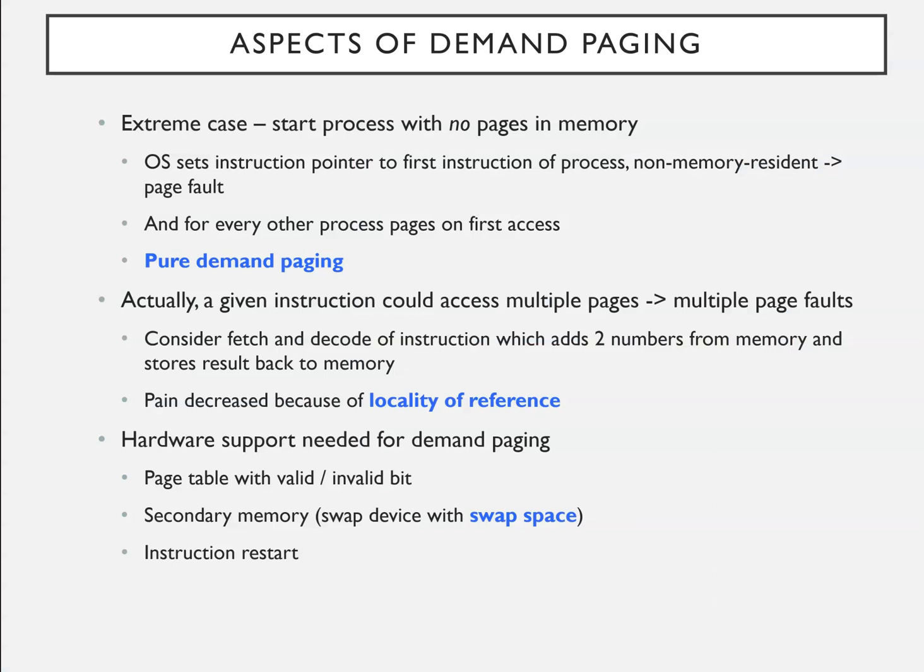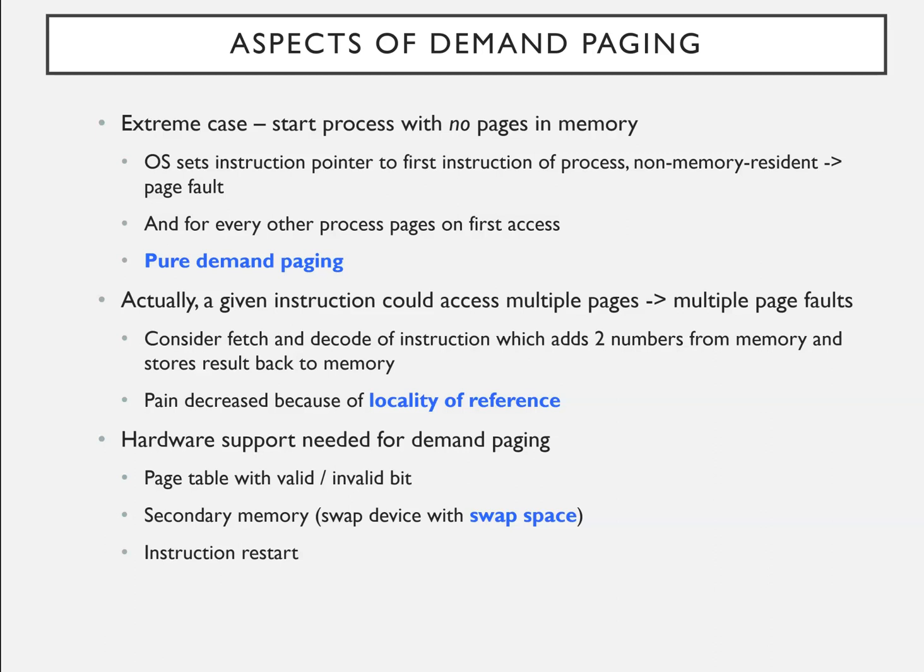So in an extreme case, we start with no pages in memory, and the OS sets the instruction pointer to the first instruction of the process and a non-memory resident fault occurs. Every other process pages on first access as well. This is called pure demand paging, and actually a given instruction could technically cross multiple pages and give multiple page faults. So consider fetching and decoding of an instruction which adds two numbers from memory.